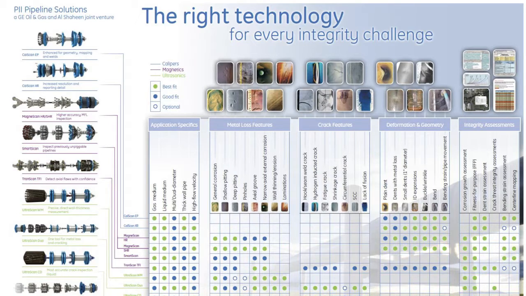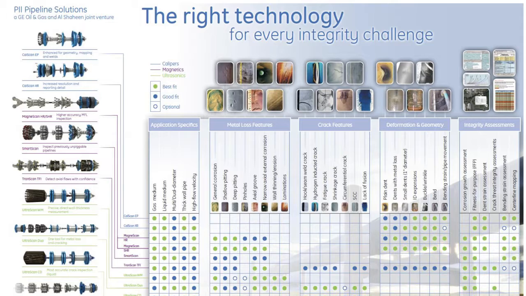You can't run the pigs through the pump stations, obviously, so you've got to catch them and relaunch them on the other side of the pump station or whatever you plan to do. I'm not going to spend a lot of time, but they've got a lot of kinds of pigs at GE. They have a pig for every integrity challenge.